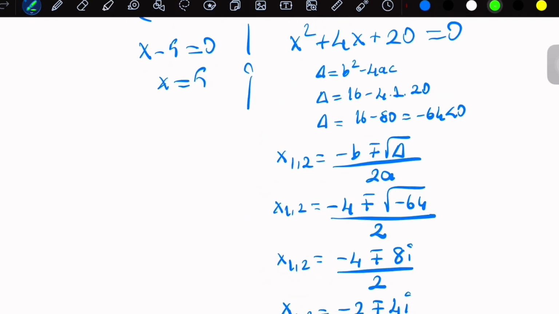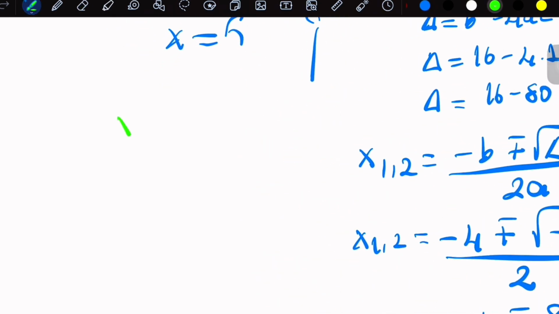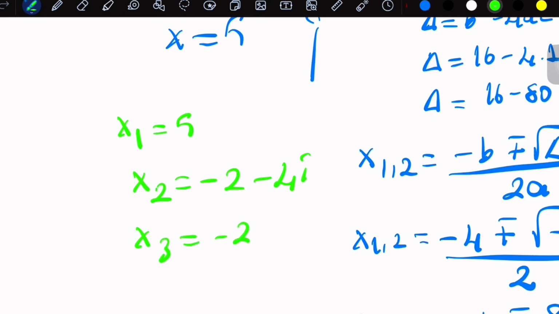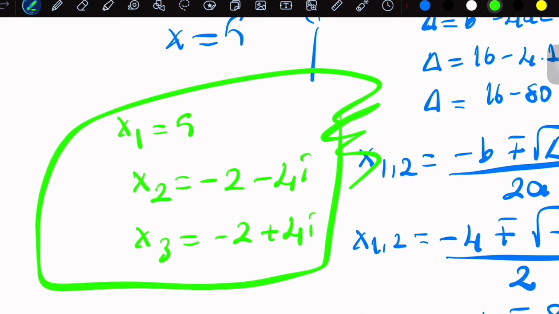The number we call x1 has come to 5. The number we call x2 is minus 2 minus 4i. The number we call x3 is minus 2 plus 4i. So these are my answers, guys.